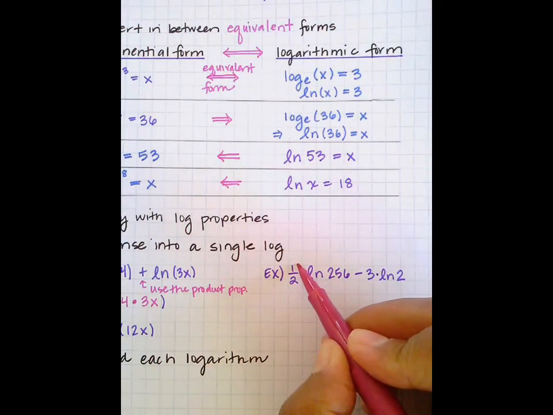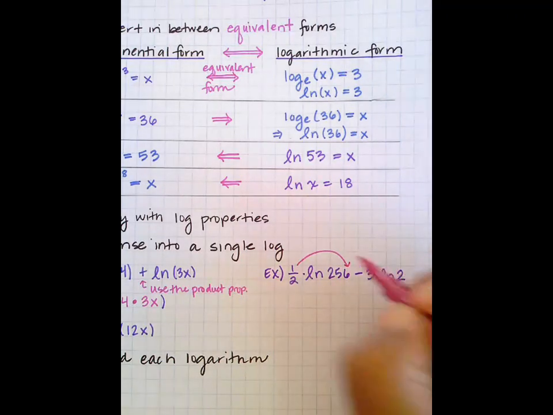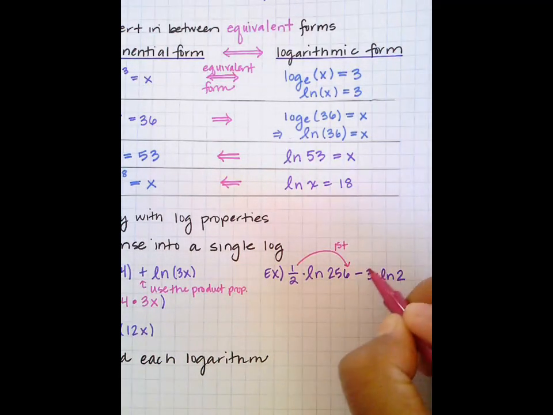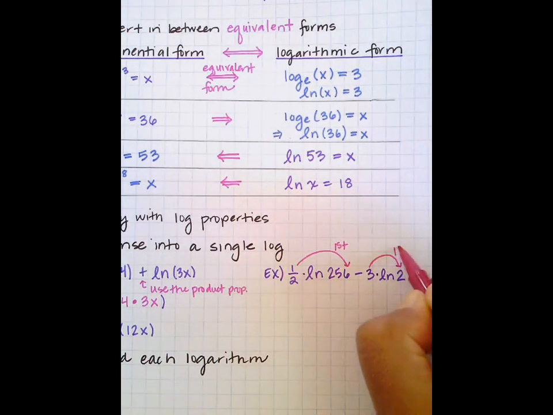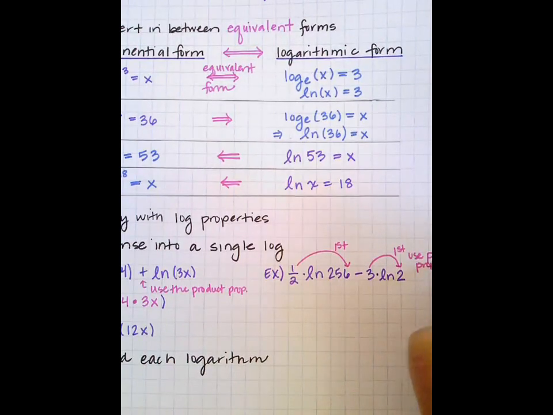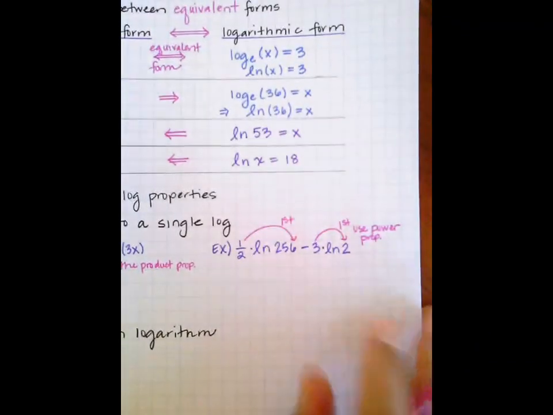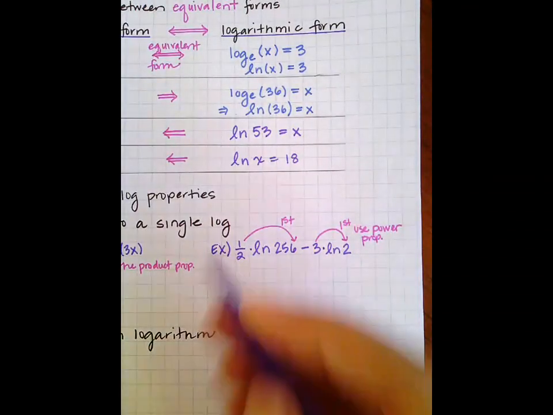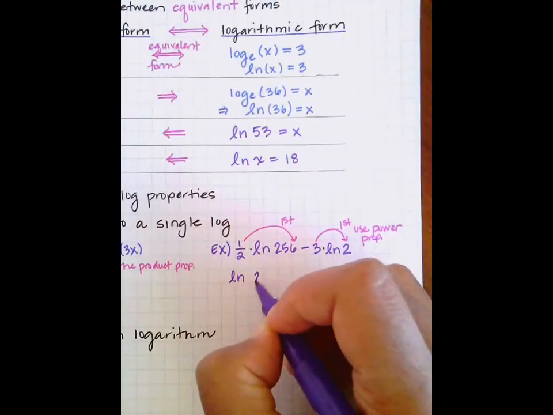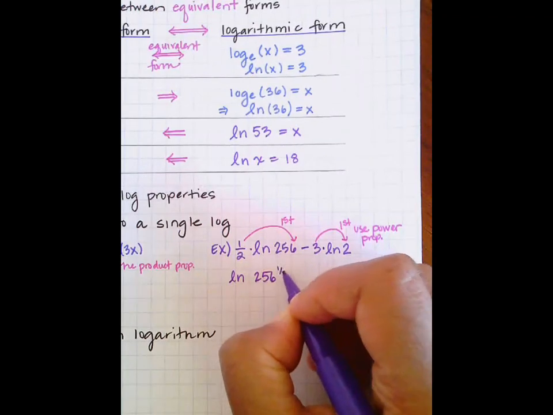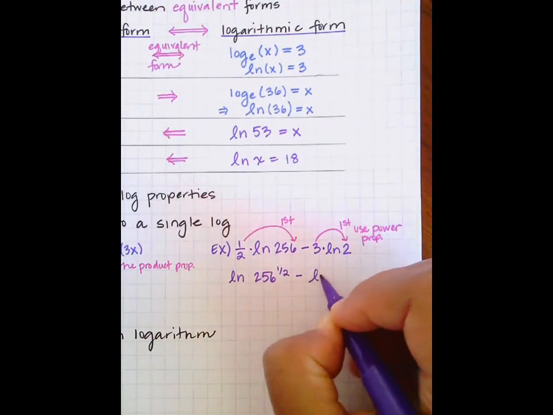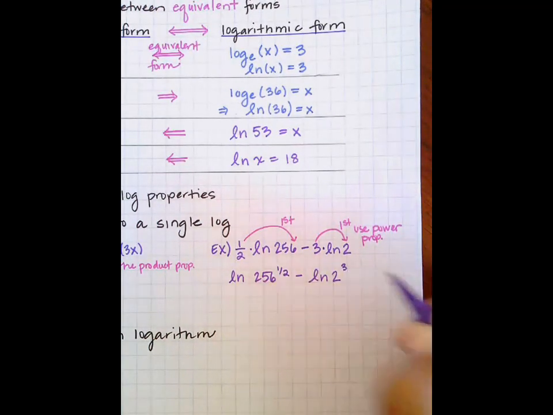So first, I will use the power property of logs. And so if I use the power property of logs to simplify this, I will rewrite this in its equivalent form as the ln of 256 to the 1/2 power minus the ln of 2 to the 3rd power.